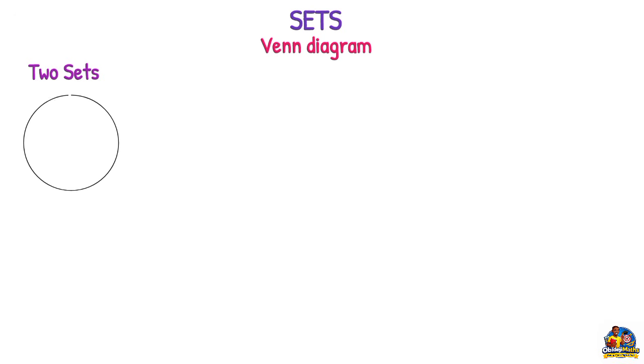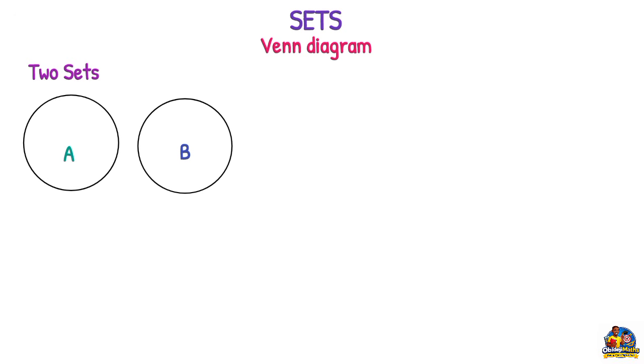Good afternoon, everyone. Today we are going to be looking at sets and, in particular, Venn diagram of two sets. That is what we are going to be looking at today. Now, let us consider these two circles. We can use circles to represent a set. So we have set A and we also have set B.